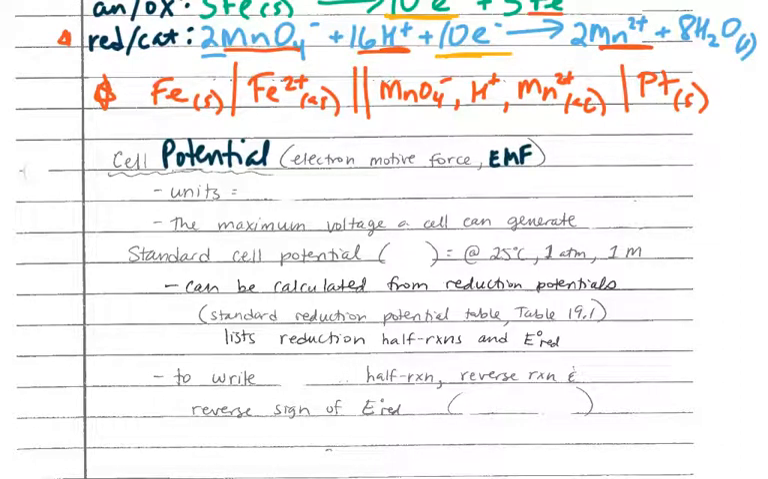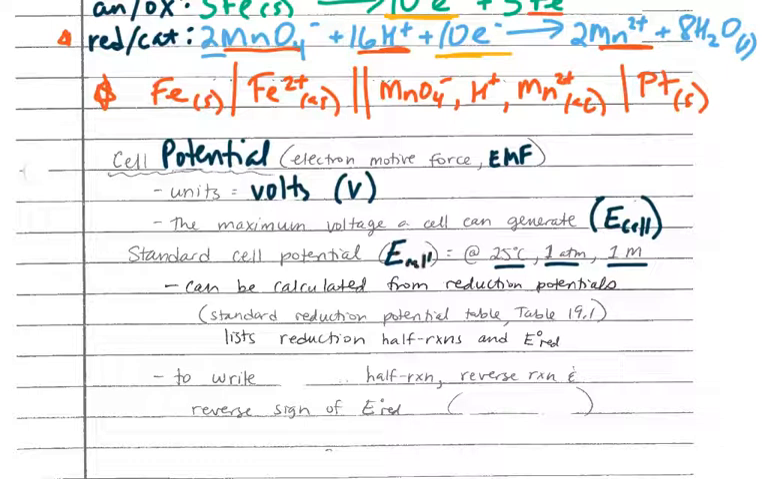And the units of EMF, or cell potential, are volts. Capital V is the abbreviation, which is why galvanic cells are also called voltaic cells. They generate volts of electricity. The maximum voltage that a cell can generate is called the E cell, or the energy of the cell, really. And at certain standard conditions of 25 degrees Celsius, 1 atmosphere, and 1 molar concentration of aqueous solutions, we say that's the standard cell potential. And we've seen that before: standard conditions are always represented with that little degree symbol.